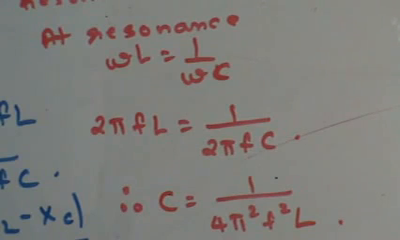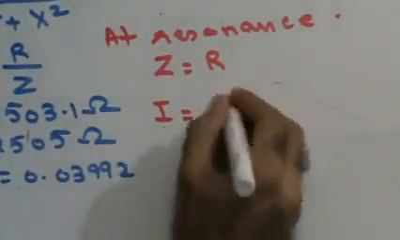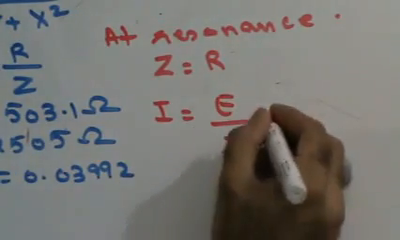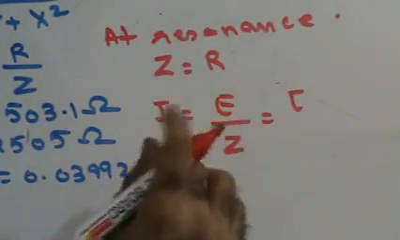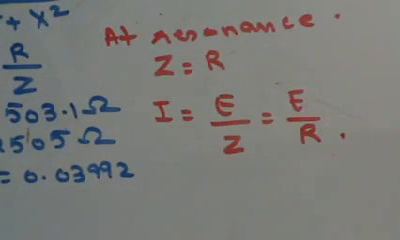Once I know the capacitance in the circuit, next at resonance, we also know that impedance is equal to resistance, right? Therefore, they have asked you to find out the current in the circuit. Current is E upon Z, that is E upon R. You should be able to get the current in the circuit.